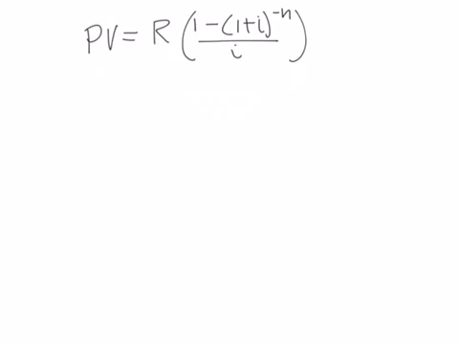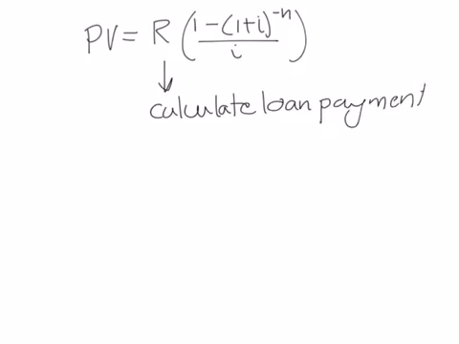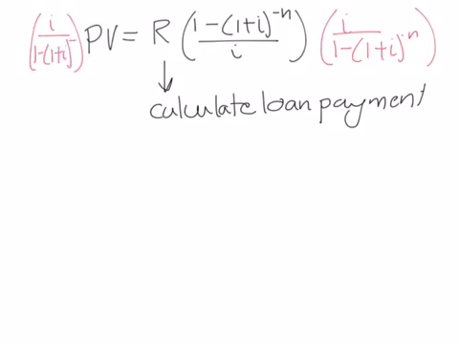Typically when we're using this formula, we're looking to calculate the loan payment. And if you're looking to calculate the loan payment, we're going to rearrange the formula. So we're looking for R, and in order to rearrange the formula, we want to just get R by itself. So what we would be doing is multiplying by this reciprocal on both sides, just so you see where this comes from. And we would put the same thing over here, I over 1 minus 1 plus I to the negative n.